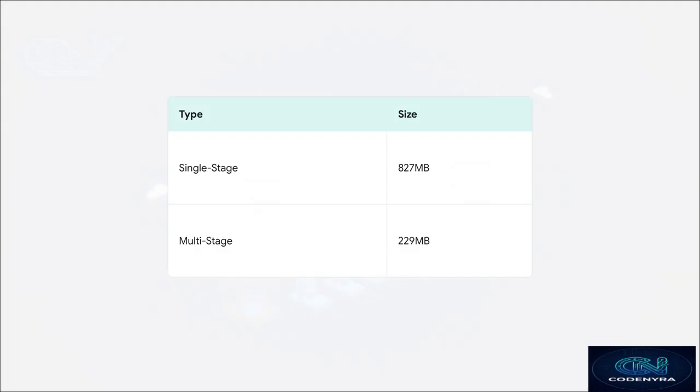And the hard data absolutely proves the payoff here. Take a look at a standard .NET application. A single-stage SDK image packed full of compilers sits at a massive 827 megabytes. But by implementing multi-stage builds, that final image size gets violently stripped down to just 229 megabytes. That is pure runtime efficiency right there.